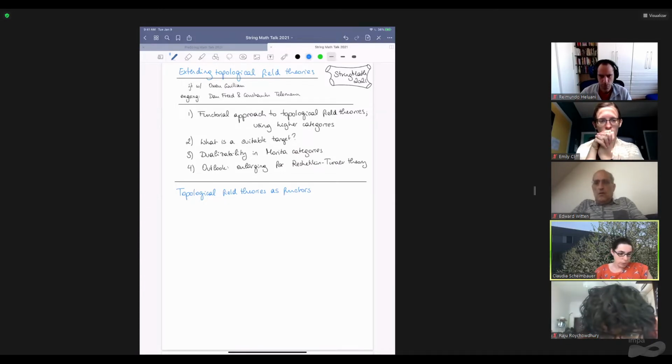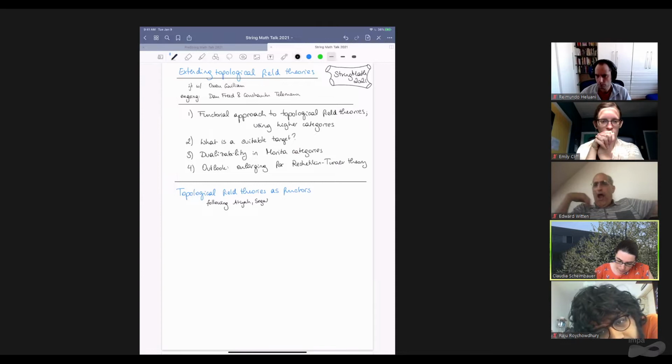Okay, so topological field theories as functors, following the approaches by many people, of course, Atiyah and Segal. And then we'll see the extended versions following people like Ruth Lawrence, Jacob Lurie, and many, many others.